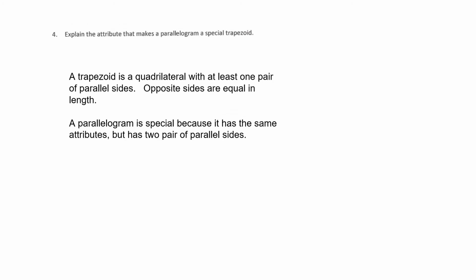Explain the attribute that makes a parallelogram a special trapezoid. Well, first, a trapezoid is a quadrilateral, four sides, with at least one pair of parallel sides, and a parallelogram has one pair of parallel sides. And opposite sides are equal in length. So a parallelogram also has that, but it has two pairs of parallel sides. A trapezoid only has one pair.